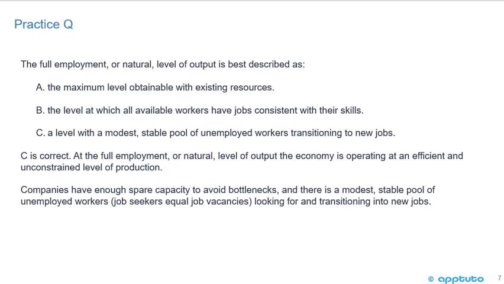At the full employment or natural level of output, the economy is operating at an efficient and unconstrained level of production. Companies have enough spare capacity to avoid bottlenecks, and there is a modest, stable pool of unemployed workers, job seekers equal to job vacancies, looking for and transitioning into new jobs. And that's the last slide for this LOS.